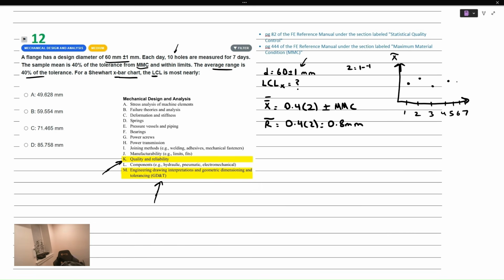And not only will there be an average associated with each one of these points, there can also be a range, or the difference between the max and min measurements. So each of these would have their associated range, and the R bar, right? That's just the average range for our entire data set. So that was given as 0.8. And X double bar, or the overall average of the entire data set, that's equal to 0.4 times 2 plus or minus the MMC condition.